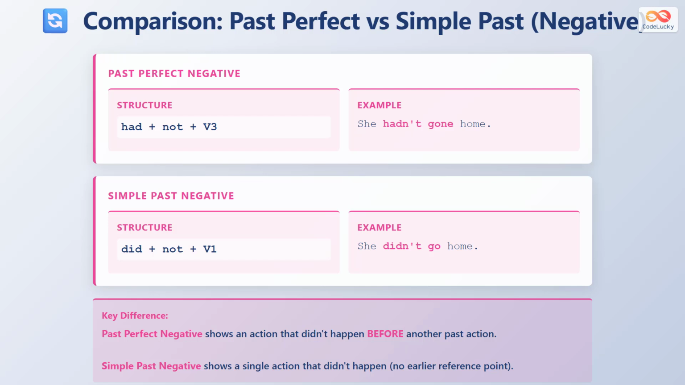It's important to understand the difference between past perfect negative and simple past negative. Past perfect negative uses had not plus the past participle, like she hadn't gone home. This shows an action that did not happen before another past action. Simple past negative uses did not plus the base form of the verb, like she didn't go home. This shows a single action that did not happen without reference to another past event. The key difference is that past perfect shows the relationship between two past events, while simple past describes a single past action.